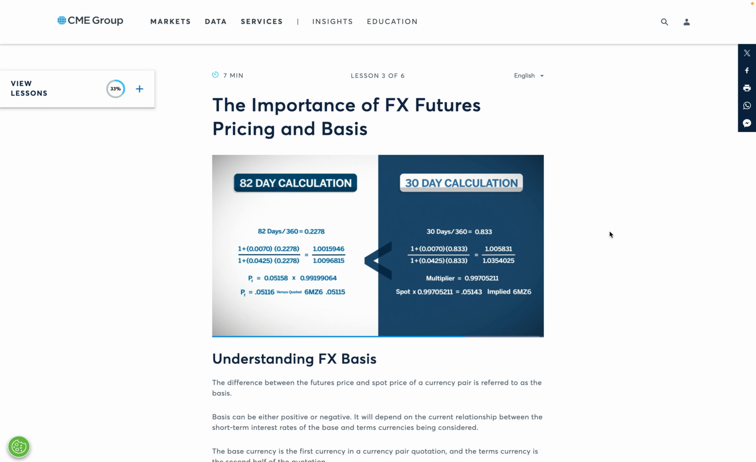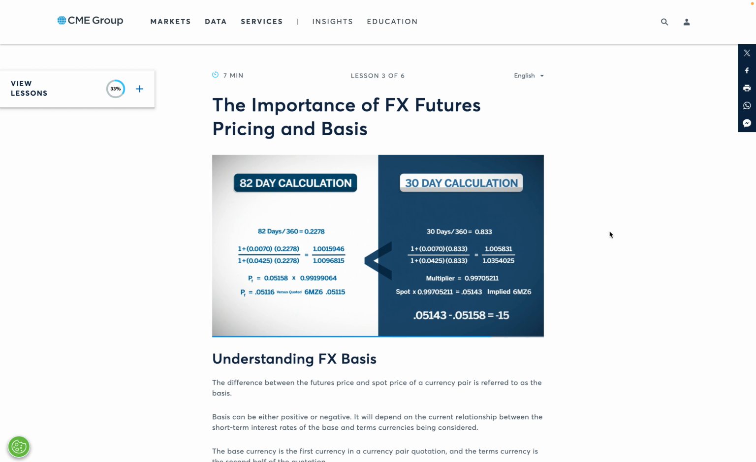The 30-day implied futures price comes to 0.05143 versus a spot of 0.05158. When we subtract the futures price from the spot, we get a negative 15 points. The basis has narrowed from negative 43 to negative 15. At expiration, futures and spot will converge to the same level.